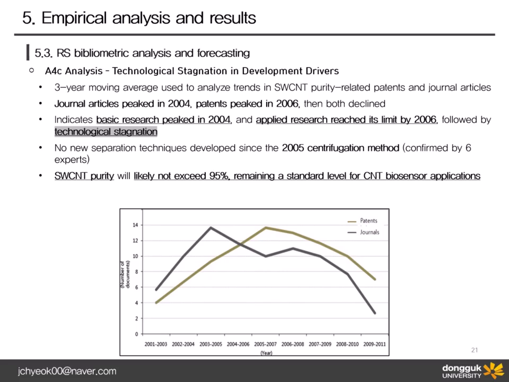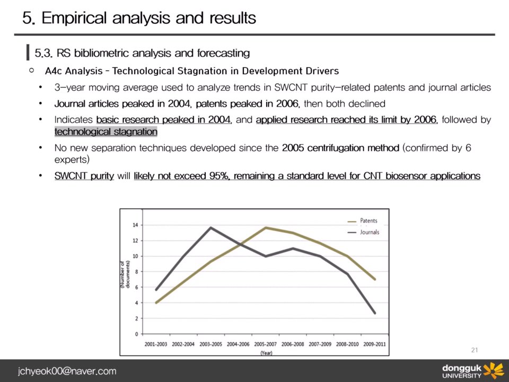To understand why the purity did not continue to increase, a graph was generated showing the 3-year moving average of the annual number of patents and journal articles that include semiconducting SWCNT purity information. The results showed that the number of journal articles peaked around 2004 and then steadily declined, while the number of patents peaked in 2006, displaying a similar pattern. This suggests that basic scientific research reached its limit in 2004 and applied research hit the performance ceiling in 2006, after which both entered a period of stagnation with minimal technological innovation.